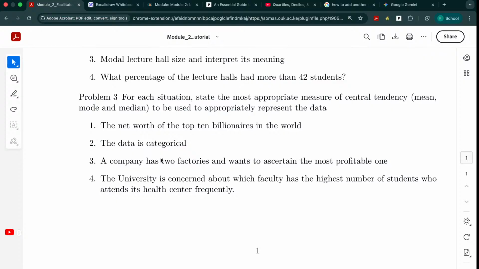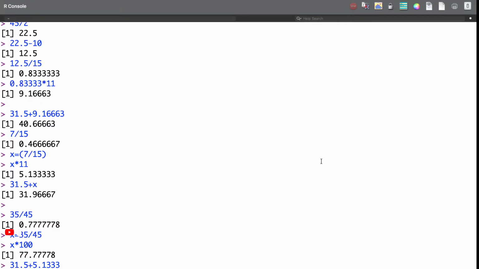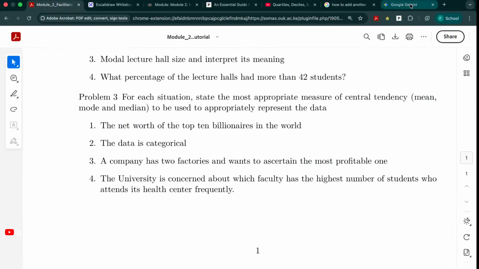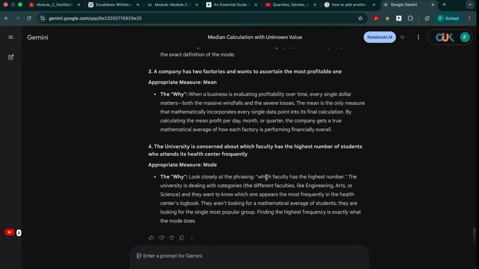We are told a company has 2 factories and wants to ascertain the most profitable one. It makes sense not to use mode. Mode is used for the most frequent thing. So if you are doing e-commerce, you can know the most frequent thing people are buying. Okay. Number four, we get mode.